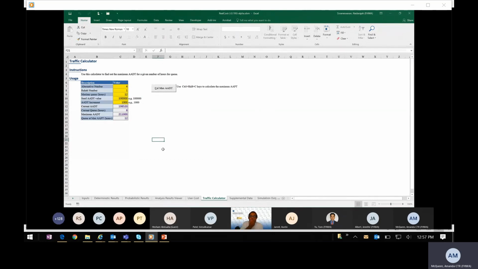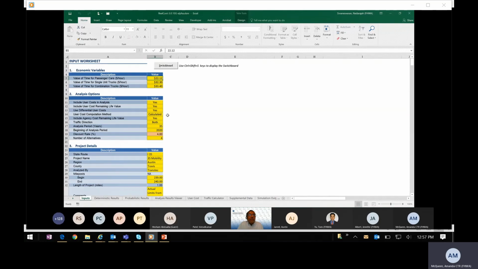Similar to that, there are a few other calculators we are implementing to help with some of the inputs that might have been hard to come by. Those are some of the enhancements in terms of RealCost. And the primary thing is being able to work on 32 and 60.